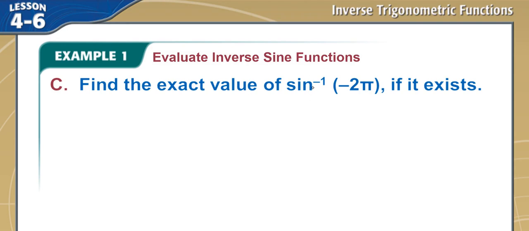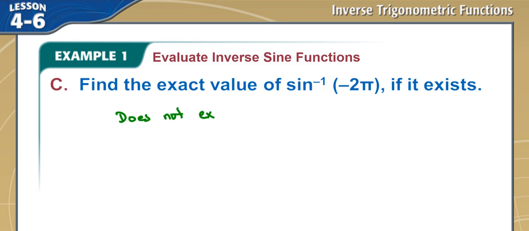Now let's try this one. Find the value of sine inverse of negative 2 pi, if it exists. Now, here's the problem. This is an angle. So sine inverse is telling me to flip my hand over. No matter what you do, when you flip your hand over, you're counting fingers, you should have a square root. So this one does not exist. And again, I'll tell you why.